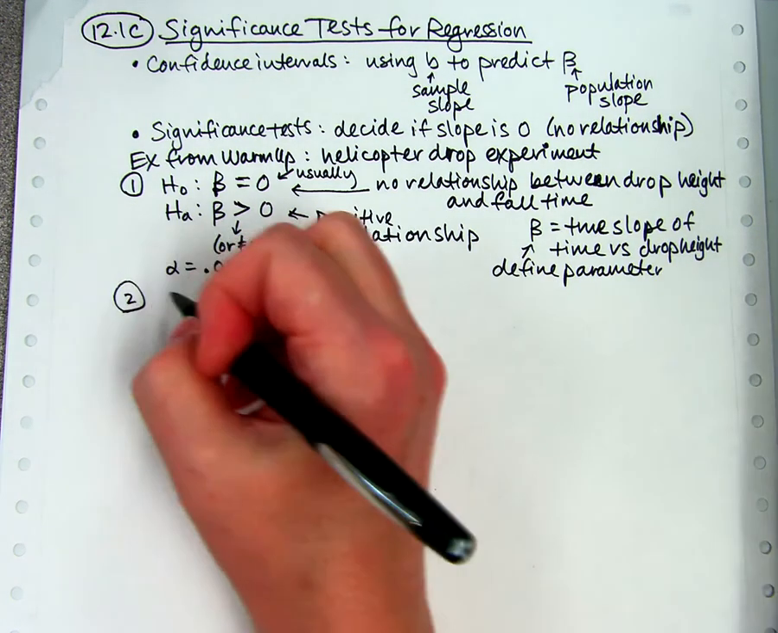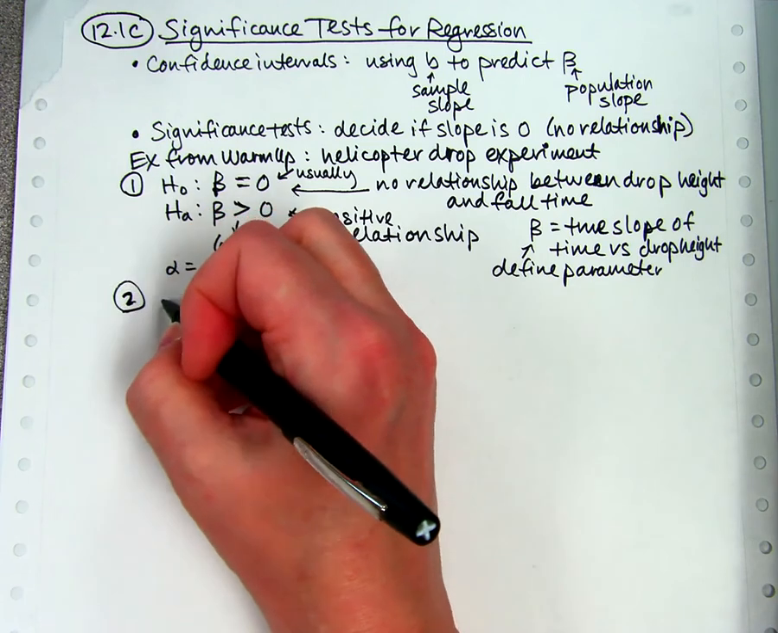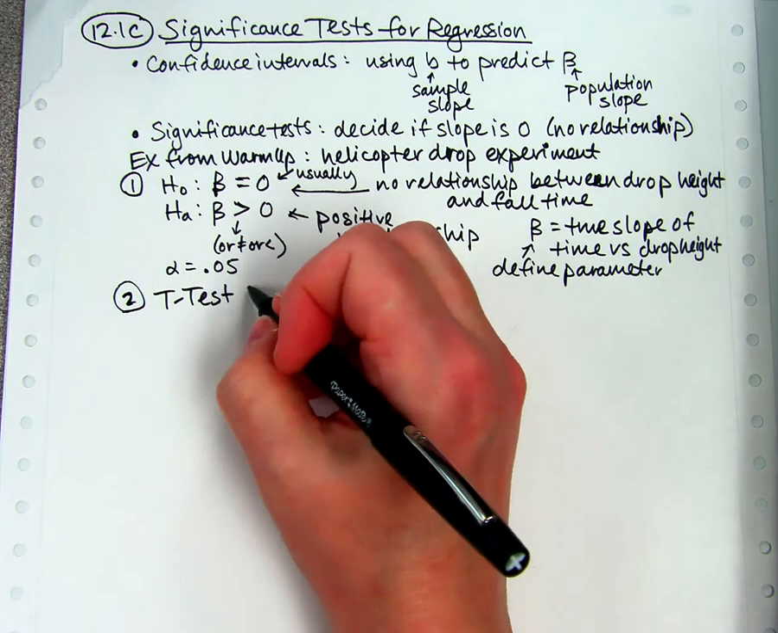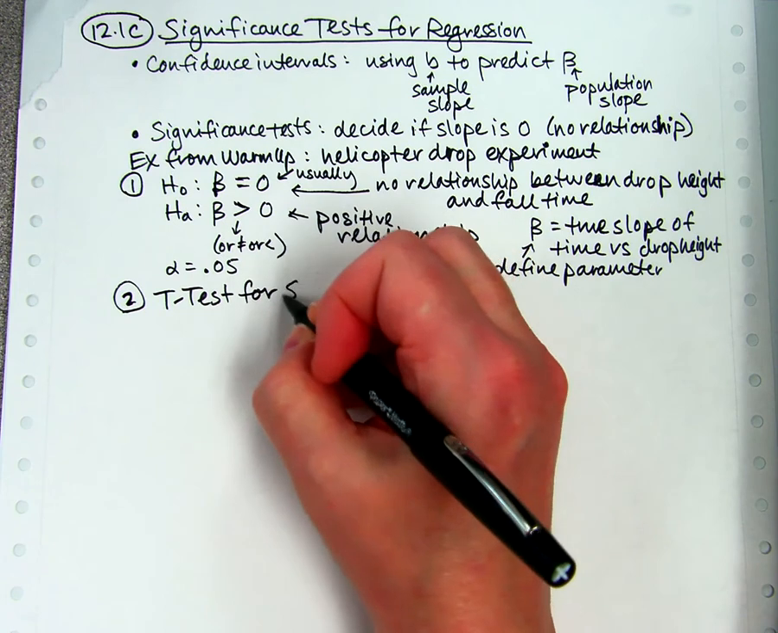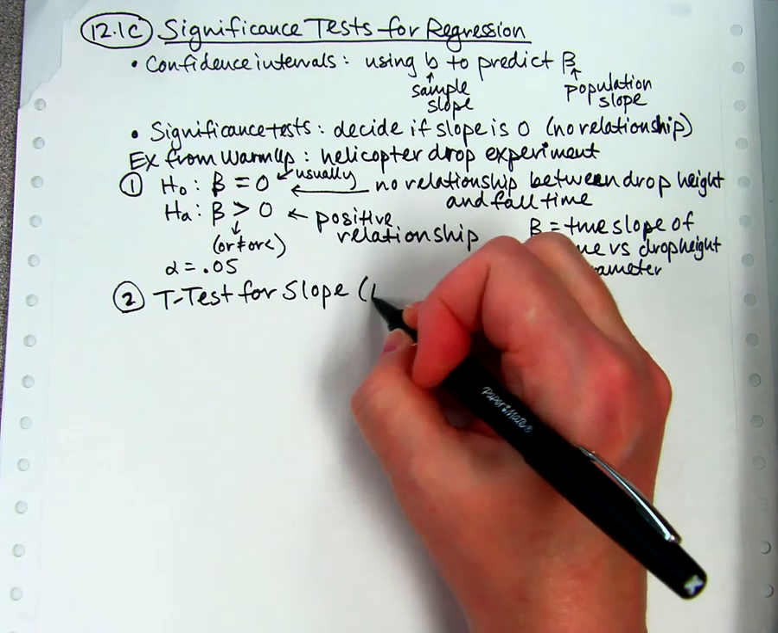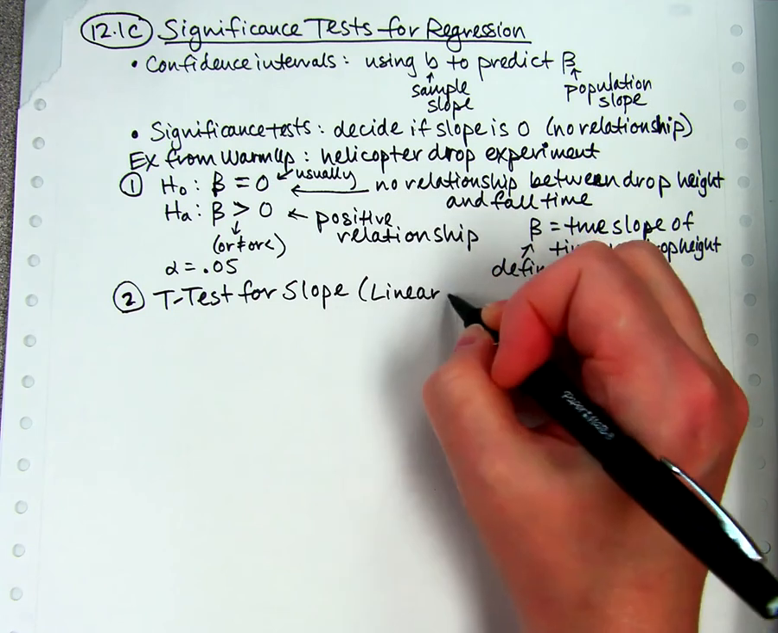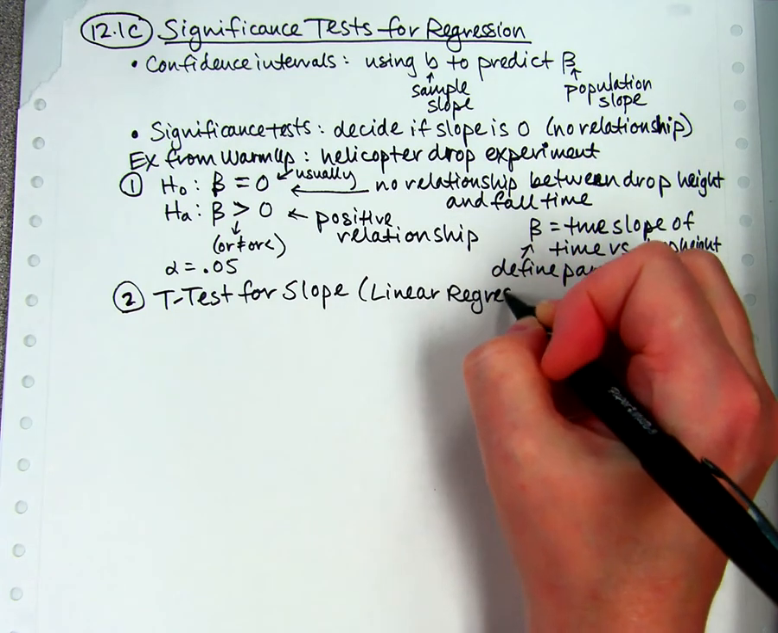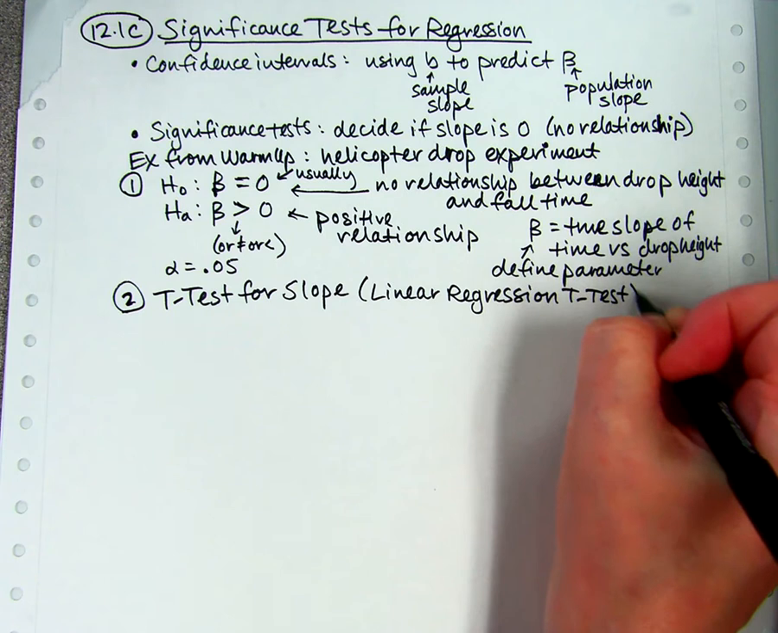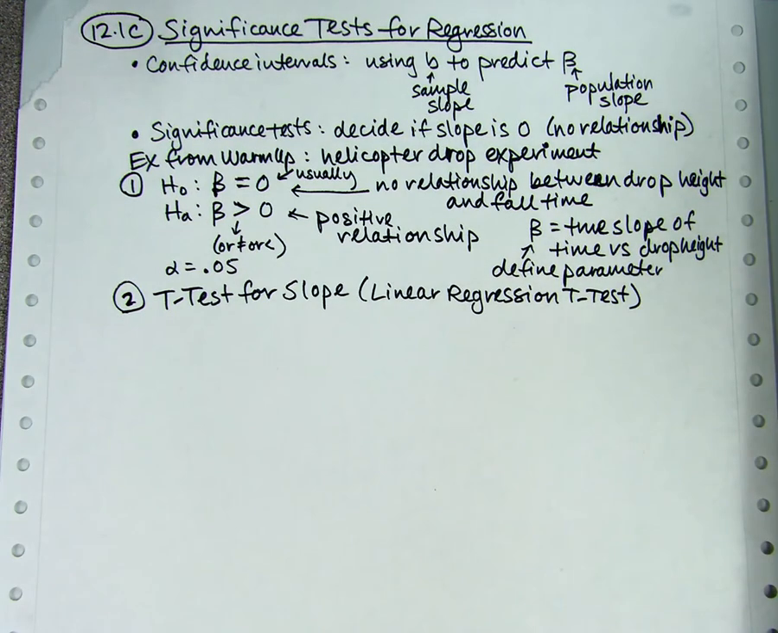Step 2, what we're learning is called a t-test for slope. It's very comforting to know that it's a t-test because we've done other types of t-tests before. We're not learning a new test statistic or anything like that. This is also sometimes called a linear regression t-test. Or you could just say significance test for slope. That would be fine, although t is a lot shorter to write than significance, right?